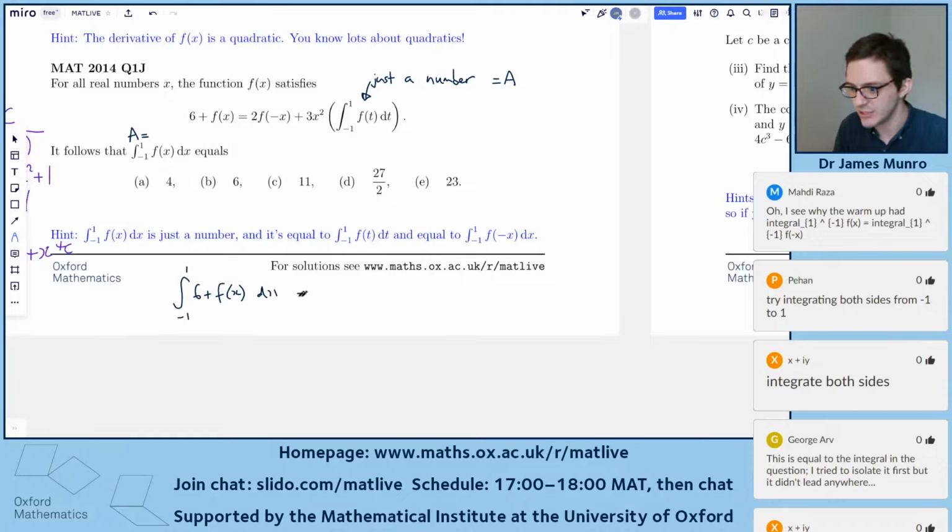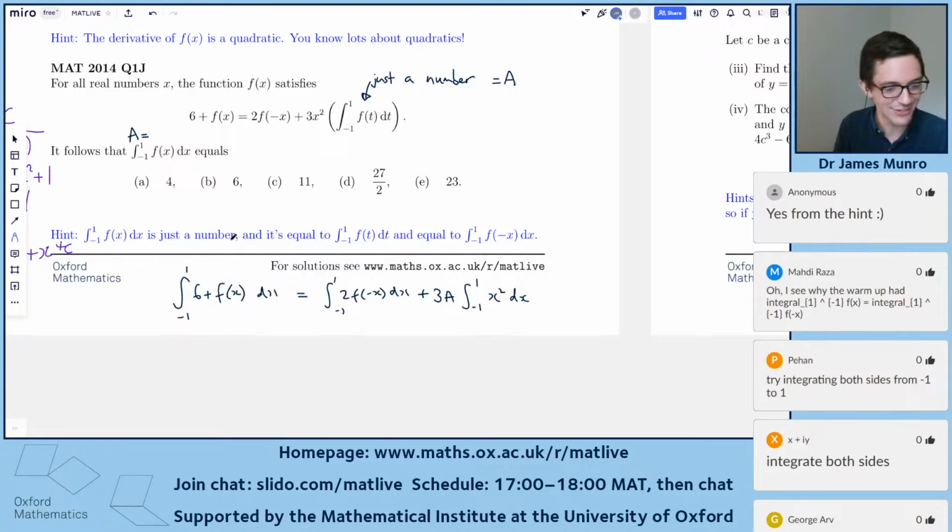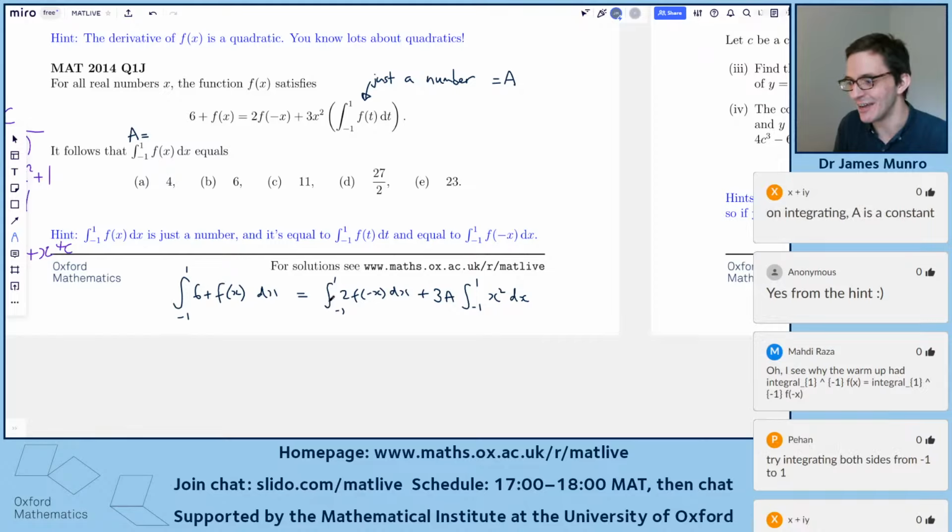Okay, this is slightly tricky to do because the right-hand side is now the integral of 2 times f of minus x. I can be clever on this next term because this number a is just a number, so I can bring it outside of the integral. So all I've done is write down integral signs on both sides, mostly because I wanted to turn the thing on the left-hand side into the sort of object that I was getting. Somebody's agreed with me that the hint was helpful. And it's related to the warm-up integral as well.